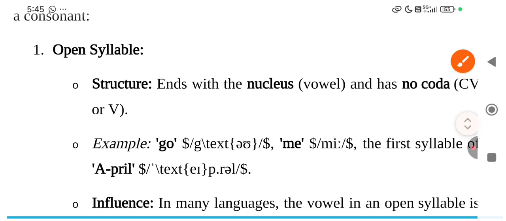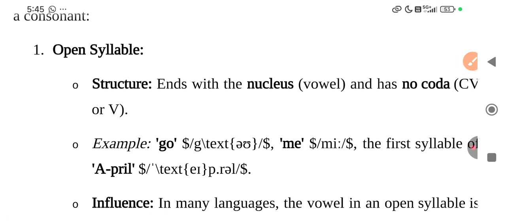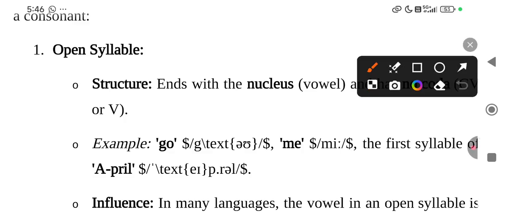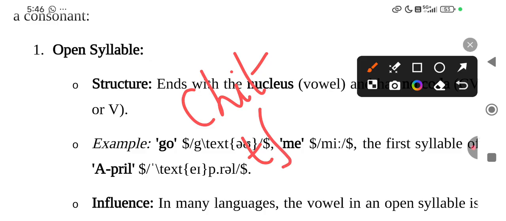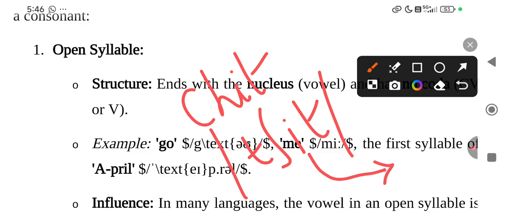There are different types of syllables. Again and again I'm telling you, a syllable means part of a word, not a complete word. One complete word may be of one syllable, for example chit. Syllables are counted according to the number of vowels. So that's a one-syllable word.